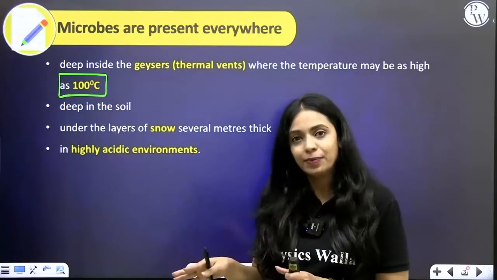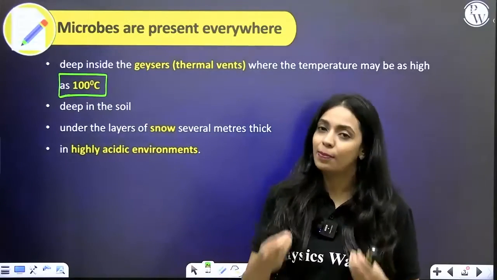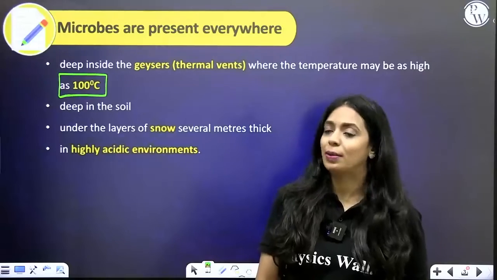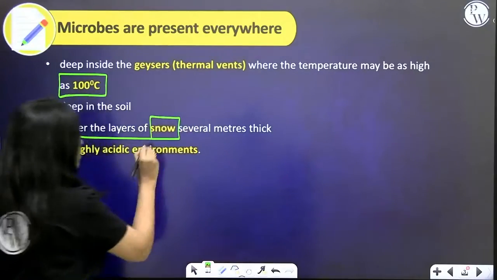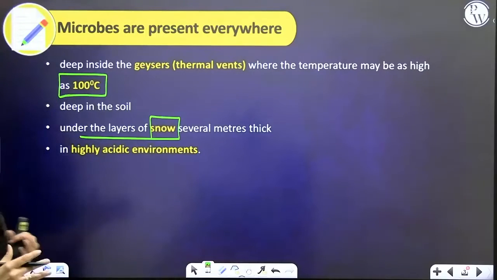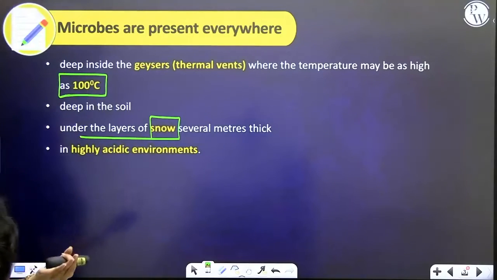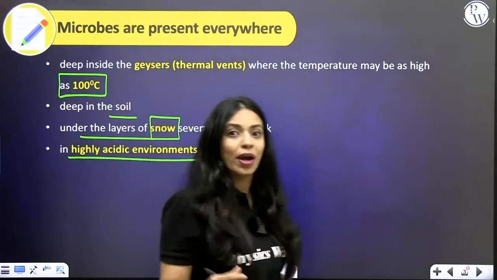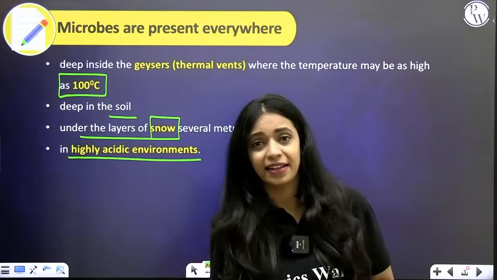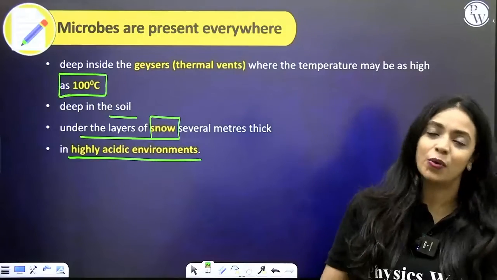Not just high temperatures, there are microbes that are capable of surviving in extremely cold temperatures as well. They can be found even in the deepest layers of snow that is several meters in thickness. Like I already mentioned, you can also find them in the soil, and you can even find them in environments that are highly acidic. So microbes are found everywhere.